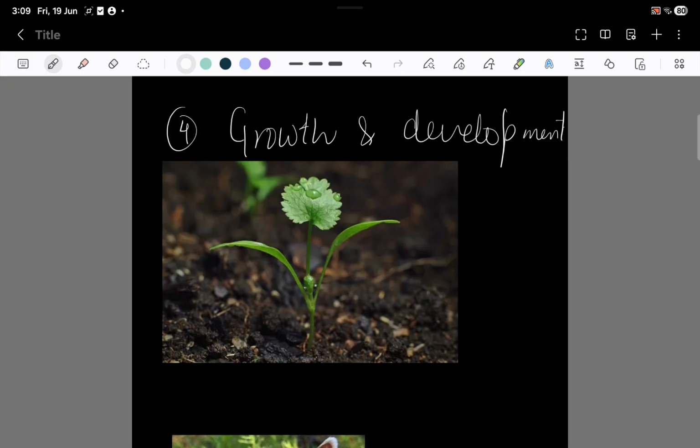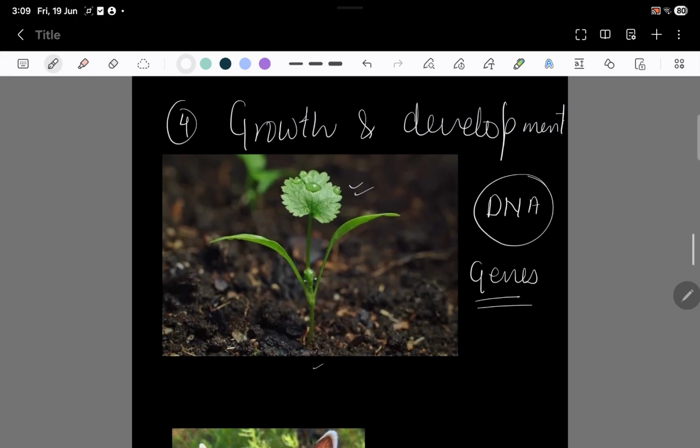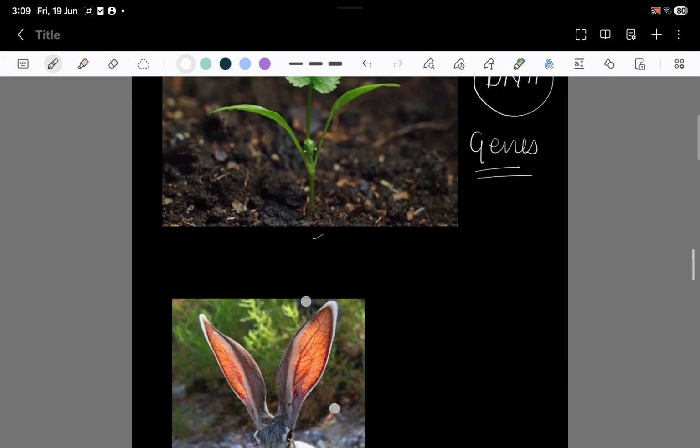Different stages of life, different phenomena happen, and how does this happen, who directs this? The genetic information stored in our genes, our DNA. Our genes will decide how the growth and development happens. If you see here, coriander seedling, right, this has grown from a seed, and this will grow up well and itself produce seeds one day. Everything will be decided and directed by the information stored in the gene.